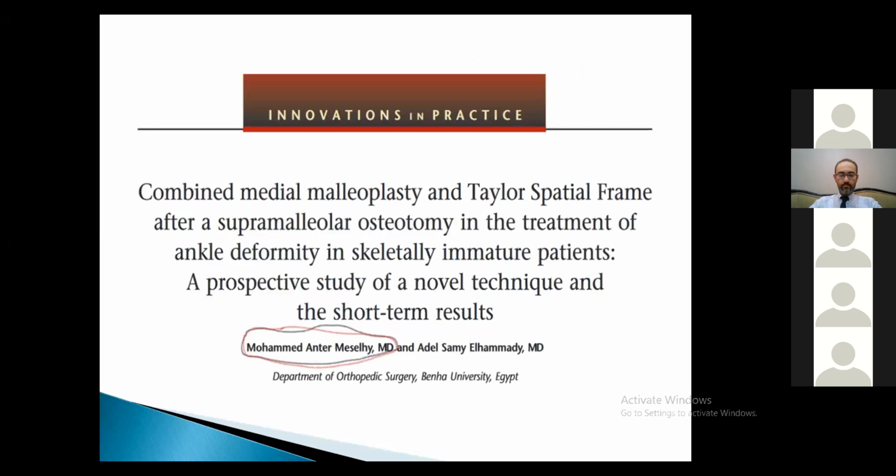These are our published papers. This is a combined malleoplasty. We use a Taylor spatial frame with medial malleoplasty in cases of varus deformity of the foot with lost medial malleolus.